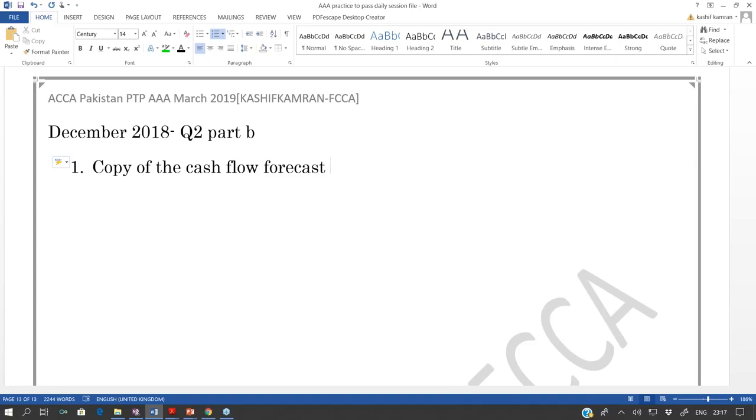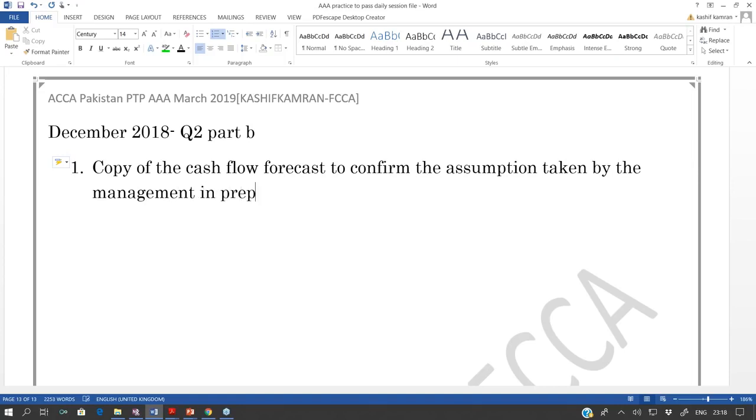So a copy of the cash flow forecast, to confirm the assumptions taken by the management in preparing the forecast. Now, I'm going through this in a very disorderly manner here, because I just have 12 minutes, right? I just need to brush over the cash flow forecast.